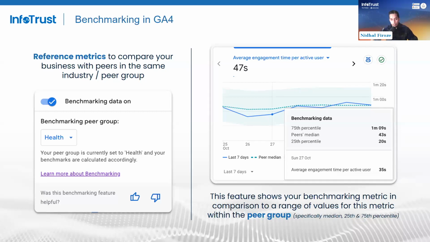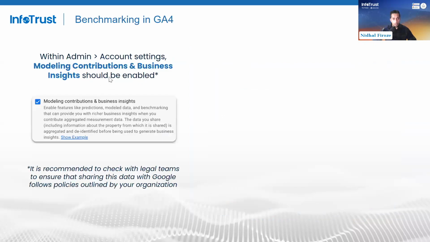But also note that there's a range of data that is available. Depending on how much variability there is in the data for your industry peers, there could be a larger range, which is this shaded area that you see here, right, which is the 25th percentile to the 75th percentile, and then the dotted line, which is your median. So that's also something worth noting.